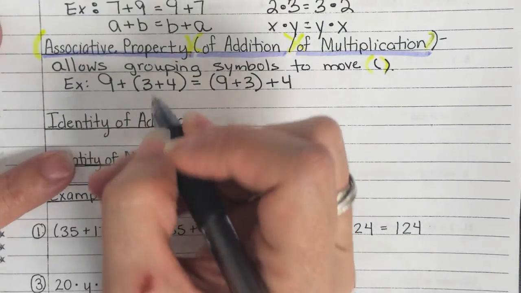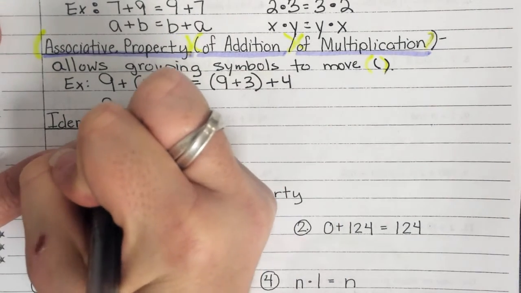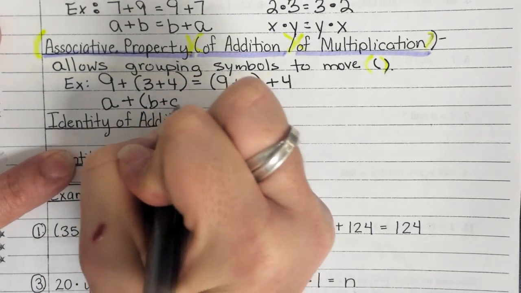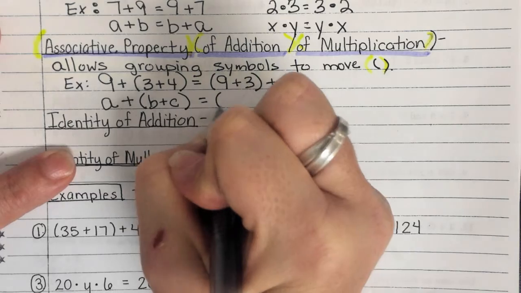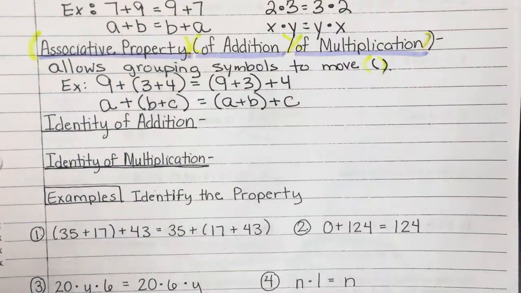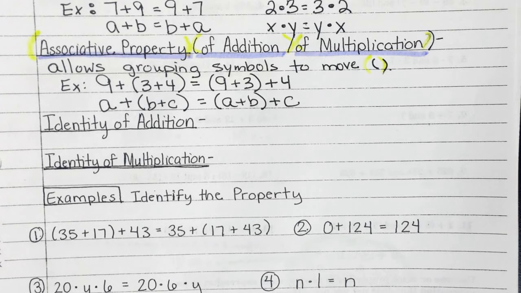To give you one with variables or letters, you could say something like a plus b plus c is the same as a plus b plus c with the parentheses moved. They will try to trick you in there. They might throw in a division sign. They might throw in a multiply sign. But as you see, they're only add or multiply.